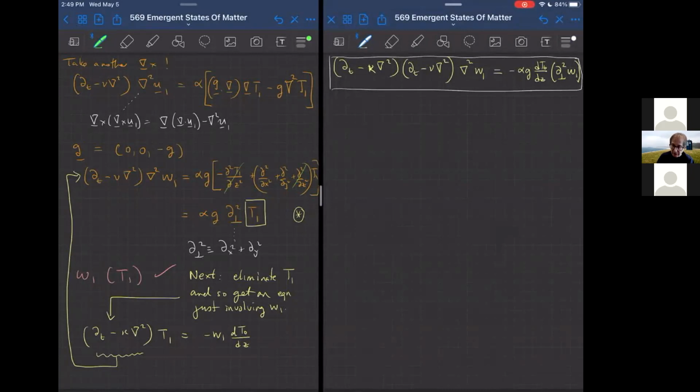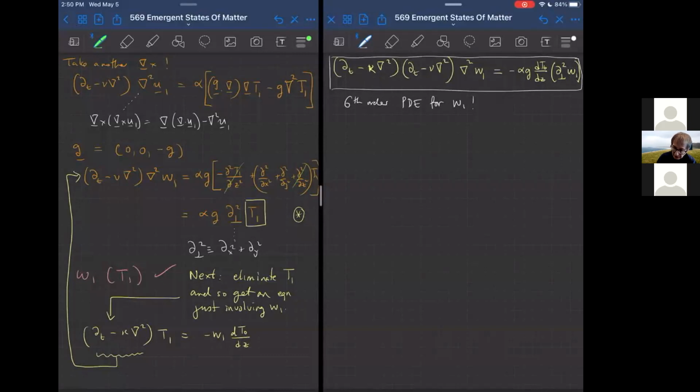Well, there's 1 to 3 Laplacians on the left-hand side. So we've got a 6th order partial differential equation, but it's linear. But it's linear, and so we can do something with it.